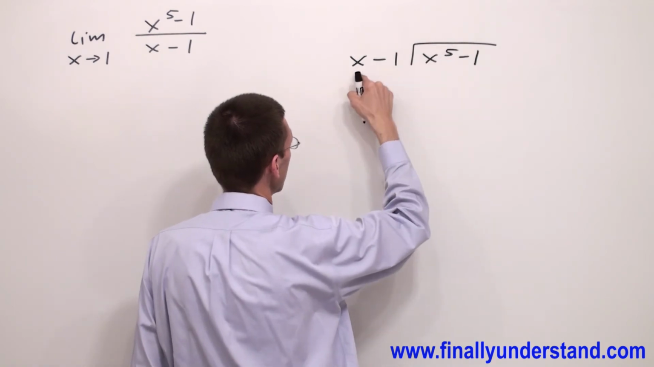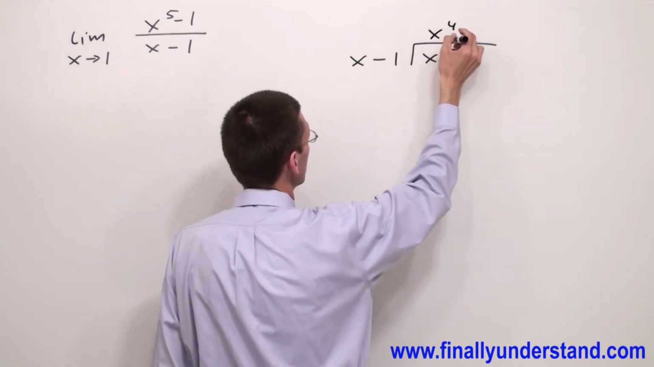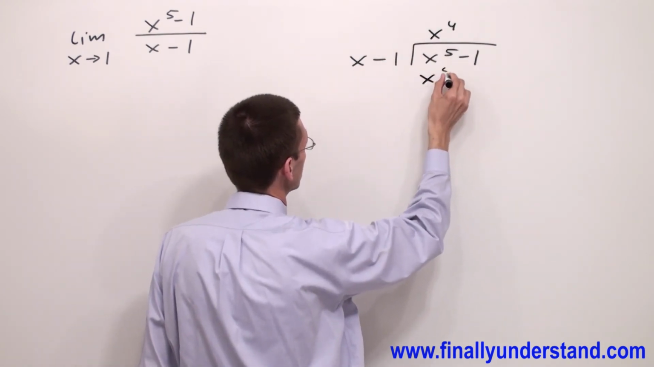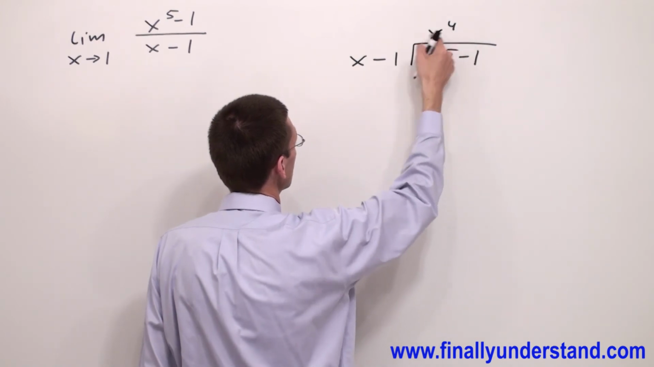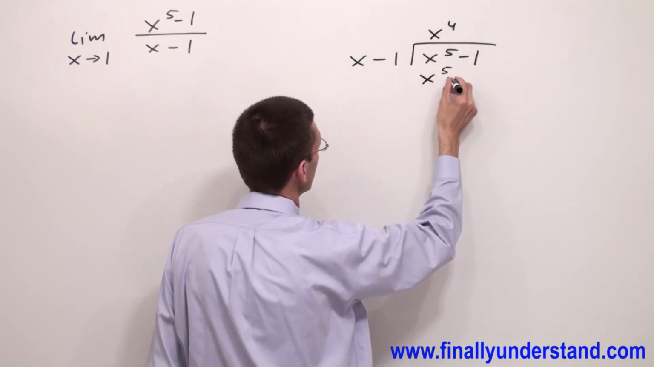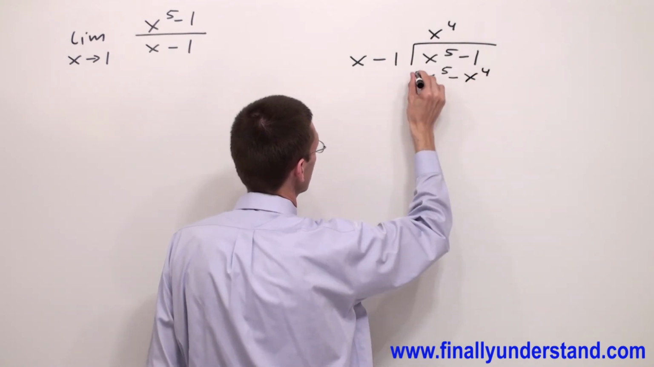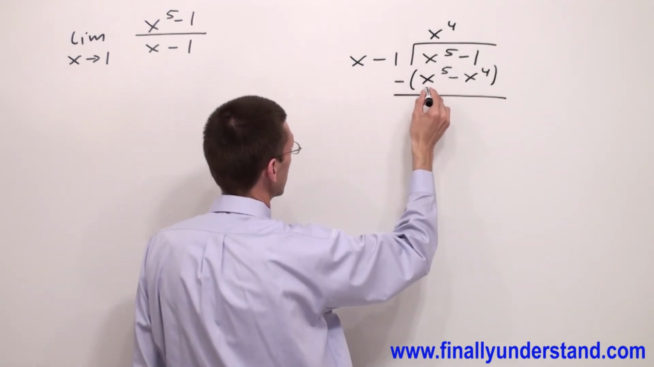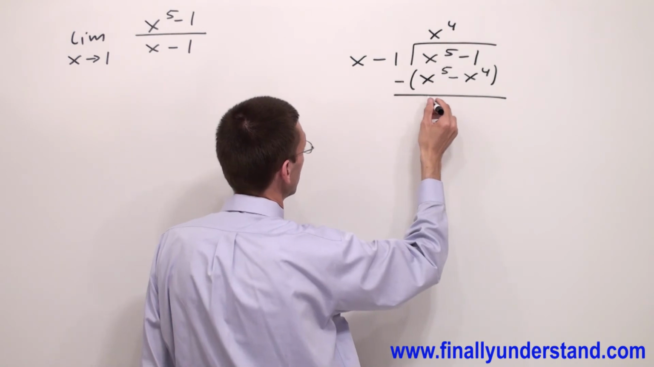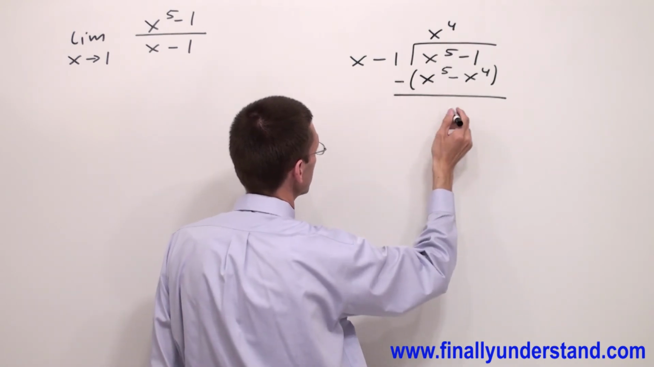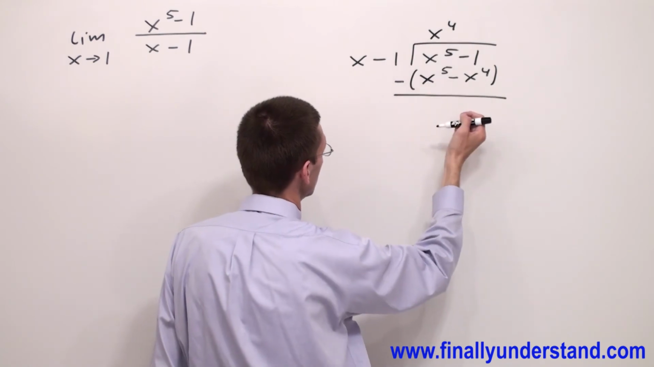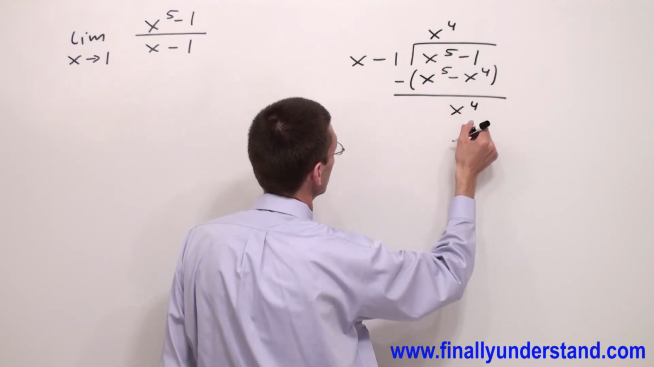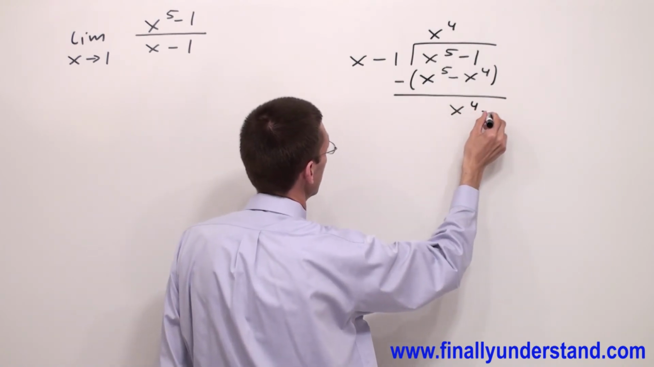X to the 5th divided by x is x to the 4th. X to the 4th times x is x to the 5th. X to the 4th times negative 1 is equal negative x to the 4th. Keep in mind that we're supposed to subtract. X to the 5th minus x to the 5th is 0. And I'm going to have positive x to the 4th because negative times negative gives me positive, and I'm going to have x to the fourth, and I'm going to have minus 1.